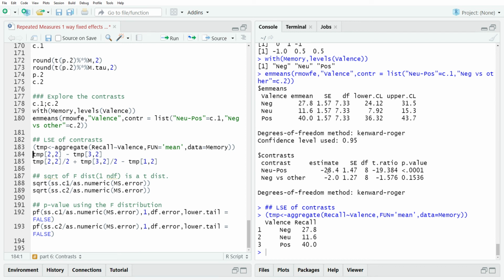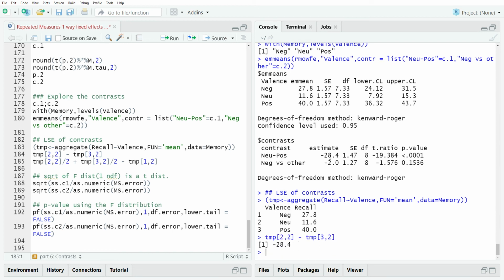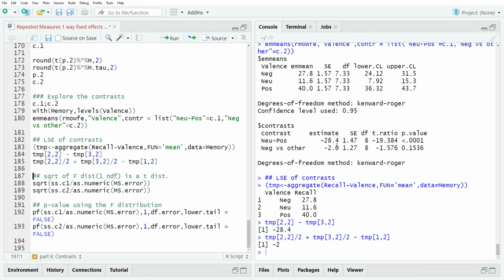And so this one was the second minus the third. So that's what this line does. It takes 11.6 minus 40, and we get negative 28. And then this contrast, negative 2, took the first minus the average of the second 2, and we get minus 2, so it's the same.